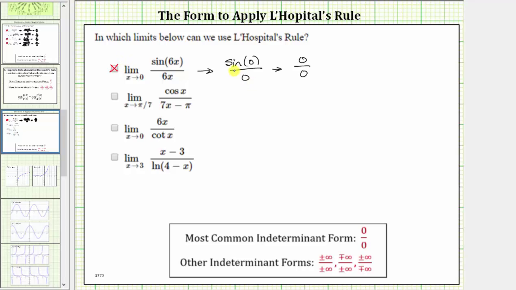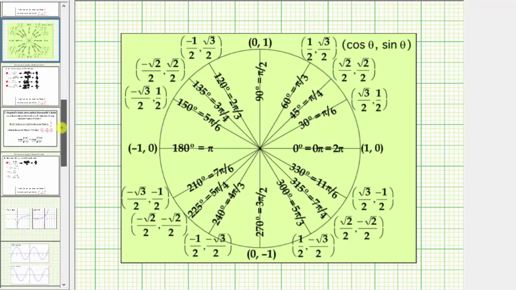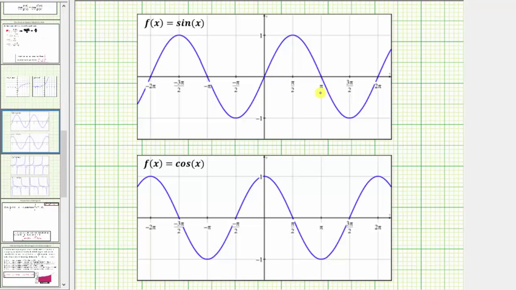Now if needed, we can verify sine 0 equals 0 by using the unit circle or the graph of the basic sine function. On the unit circle, sine theta is equal to y. Here's 0 radians on the unit circle. Notice at this point, the y-coordinate is 0, verifying sine 0 is 0. Or looking at the graph of the basic sine function, which we should recognize here, notice that sine 0 does equal 0.